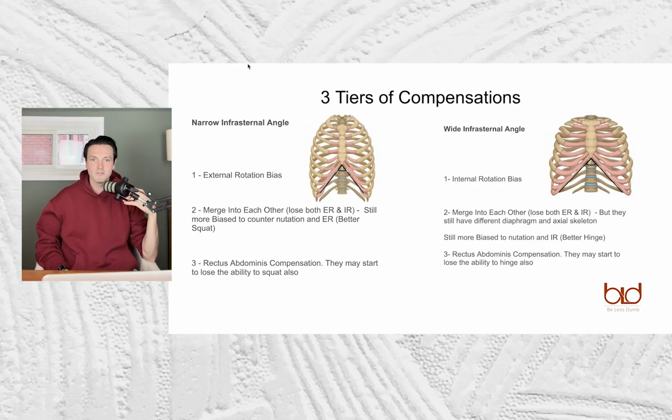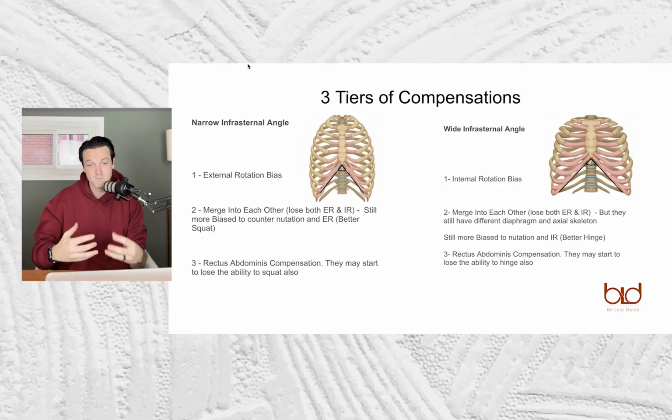Okay, so let's start by talking about different compensation patterns and how we might use a narrow versus a wide infrasternal angle to start to determine what they're missing. If you've been in the group chat for a while, part of the network, you'll hear me talk a lot about infrasternal angles and the narrow versus wide approach. The way I like to look at it is you can have a look at their infrasternal angle and see what they should naturally have available to them. When you figure that out, you can start to make a tier of compensation. So how far have they regressed from what they should naturally be able to do based on their infrasternal angle?